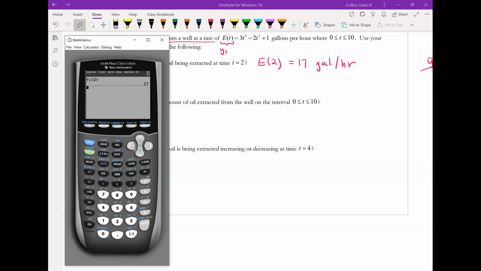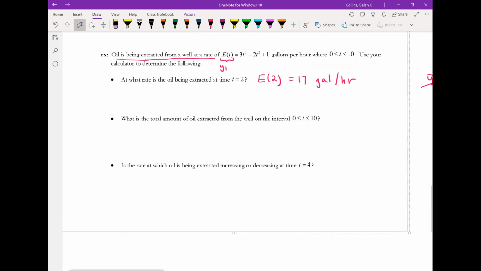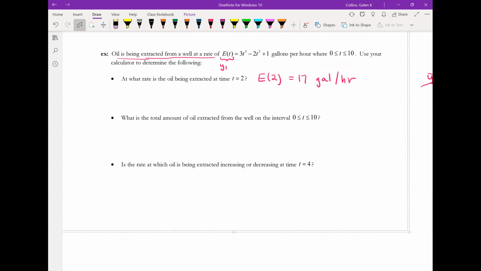All right, so the next question, we are asked, what is the total amount of oil extracted from the well on the interval from 0 to 10? So if E represents the rate at which oil is being extracted, then for the total amount extracted, we must integrate. So what this is asking is from 0 to 10 for us to evaluate the integral of E of t. And we can do this in a calculator.